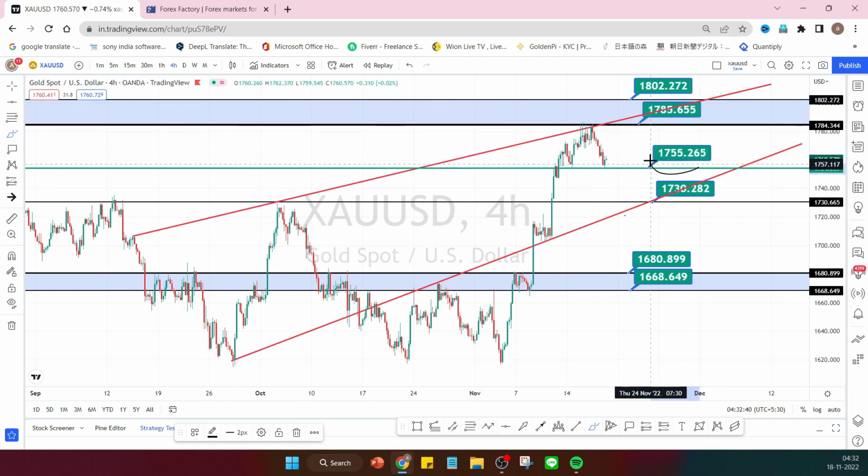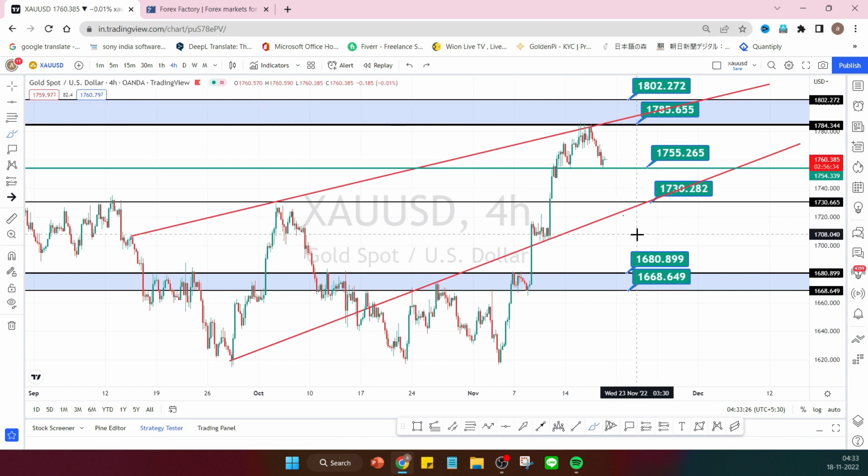And this level of 1755 is acting as a very strong support level for the current price action in the 4 hours time frame. Wait for the price action to break this support level if you want to freshly enter into the bearish side. Let us look at the price action in the hourly time frame.